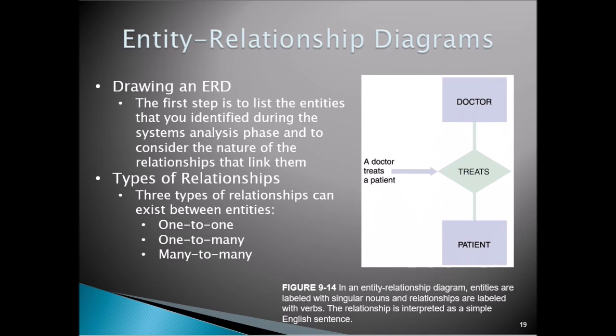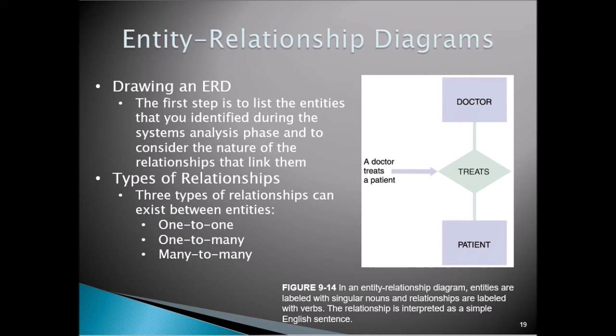Now let's talk about ERDs, or entity relationship diagrams. The first step is to list the entities that you've identified during the systems analysis phase, and then to consider the nature of the relationships to them. When you have these relationships, you can have one-to-many, one-to-one, or many-to-many.